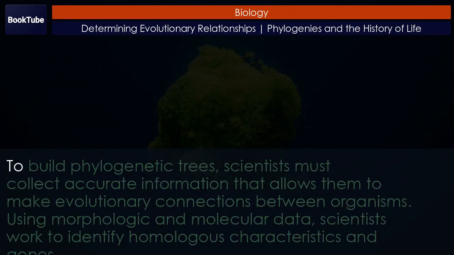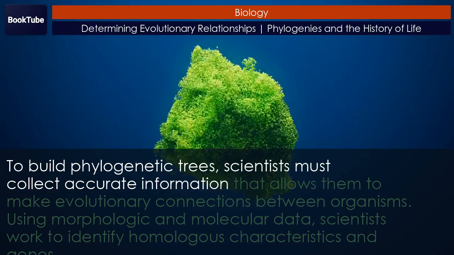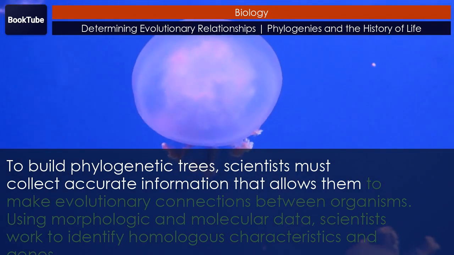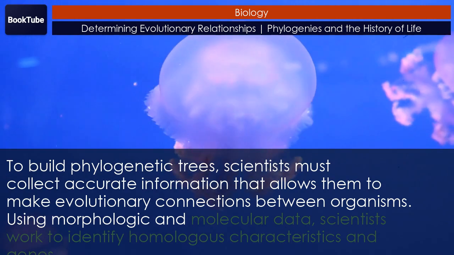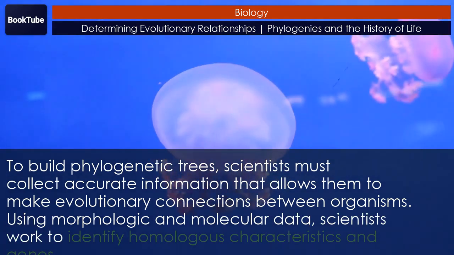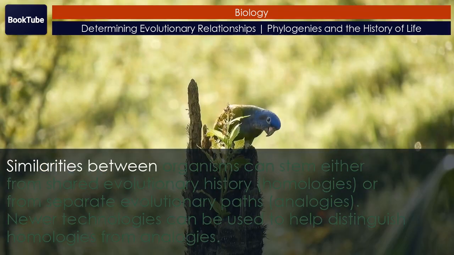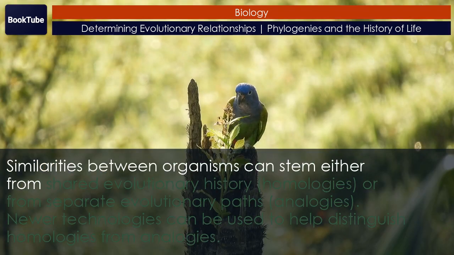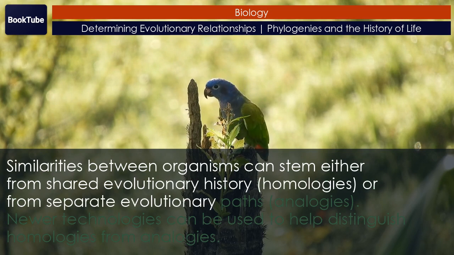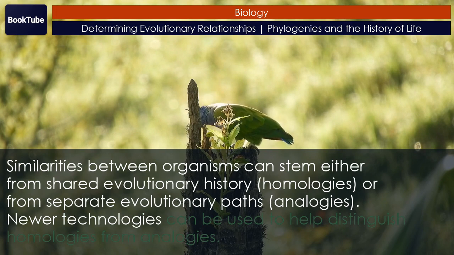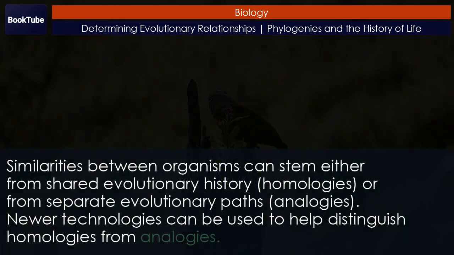Section summary. To build phylogenetic trees, scientists must collect accurate information that allows them to make evolutionary connections between organisms using morphologic and molecular data. Scientists work to identify homologous characteristics and genes. Similarities between organisms can stem either from shared evolutionary history, homologies, or from separate evolutionary paths, analogies. Newer technologies can be used to help distinguish homologies from analogies.